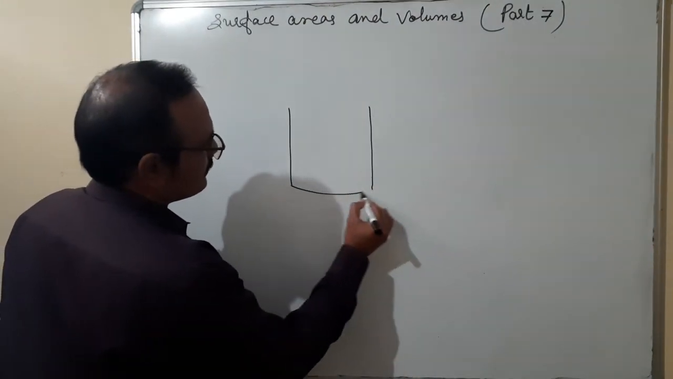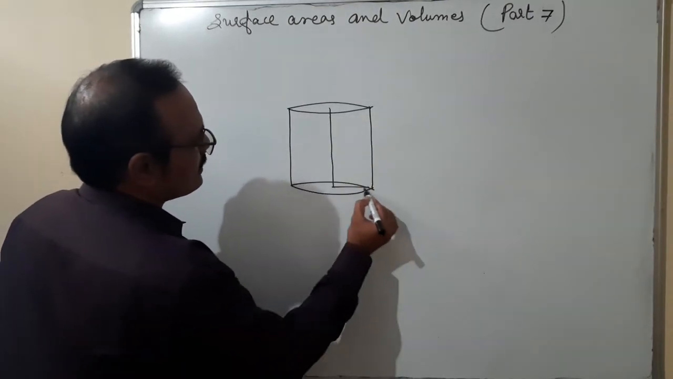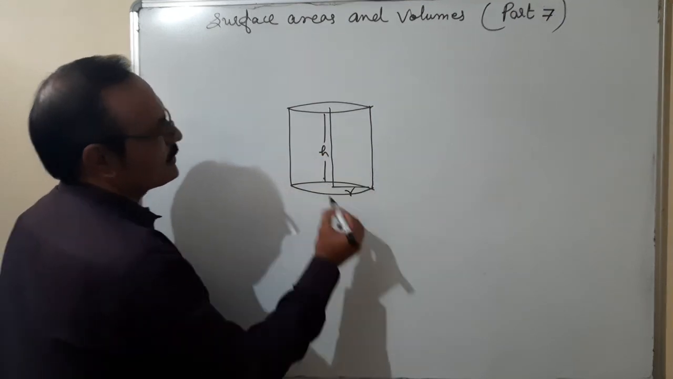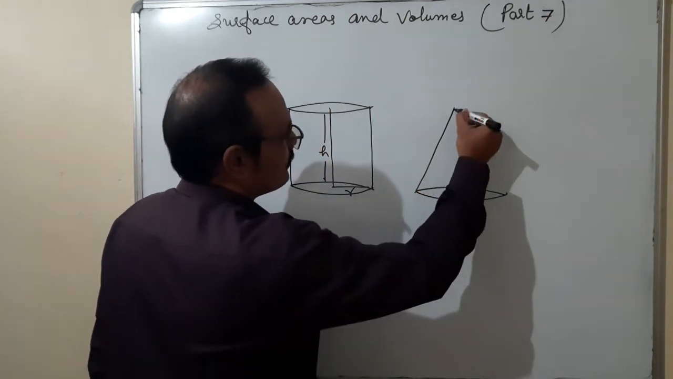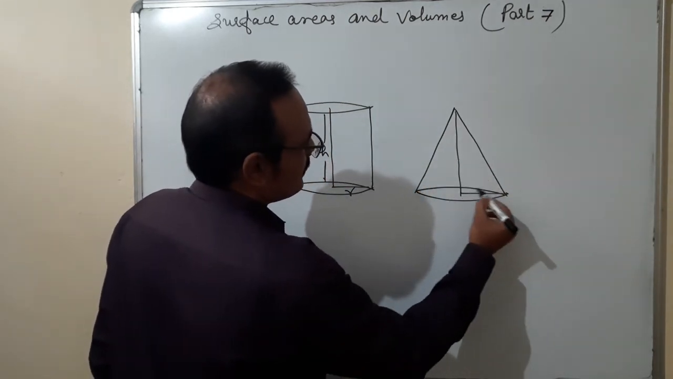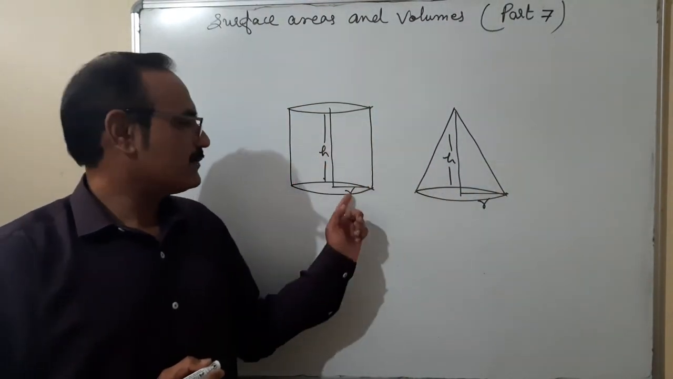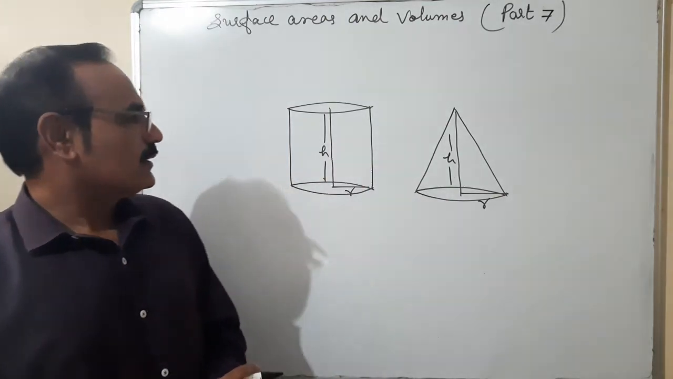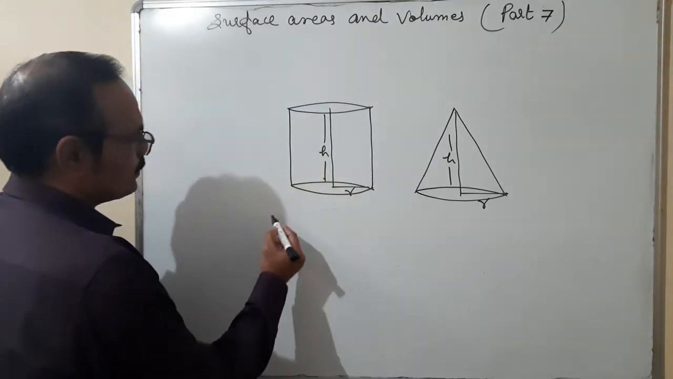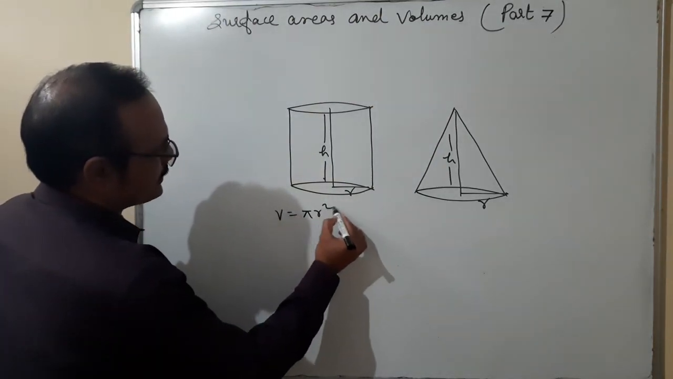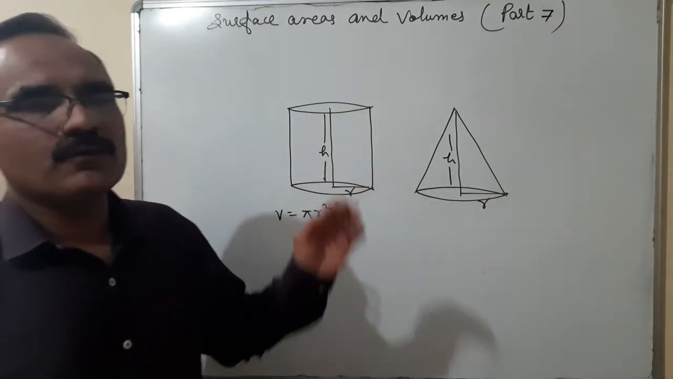Here is a cylinder. The radius of the base is r, and the height of the cylinder is h. Now a cone, with radius of base r and height h. Same: both the heights are the same and the radii of the bases are the same. We are going to get a relation between them, because we know that the volume of a cylinder is equal to pi r square h. We are aware of that. Now let us try to find the relation between the volume of the cylinder and the volume of the cone.